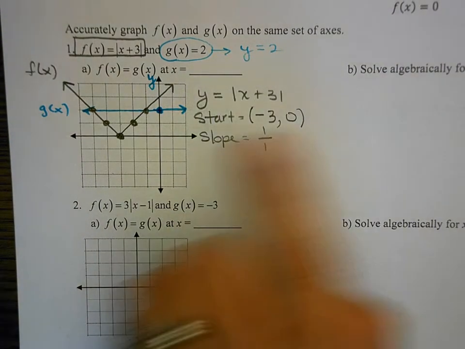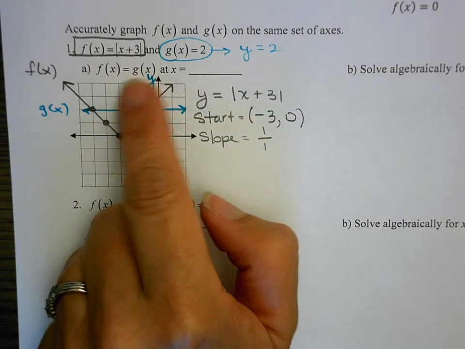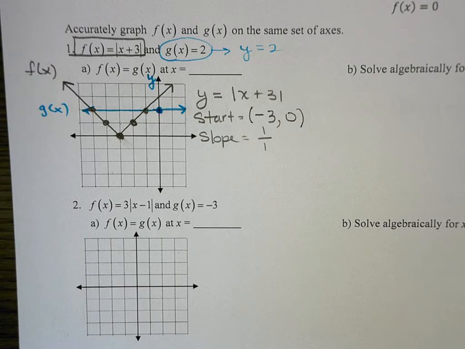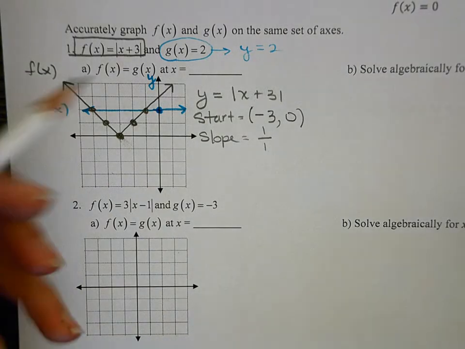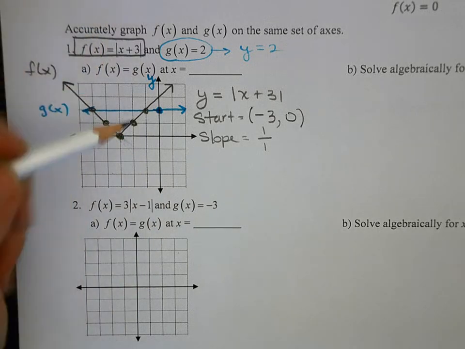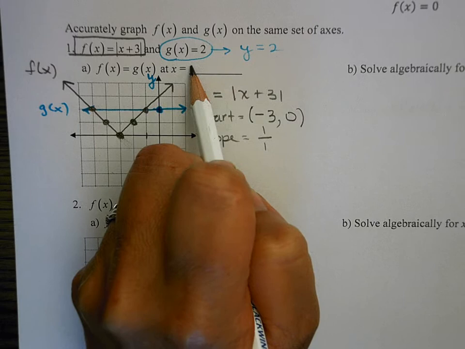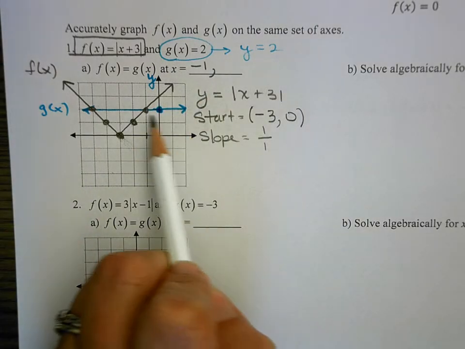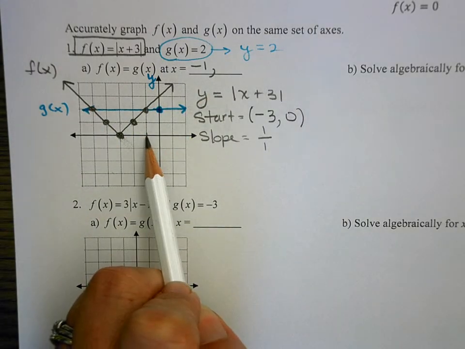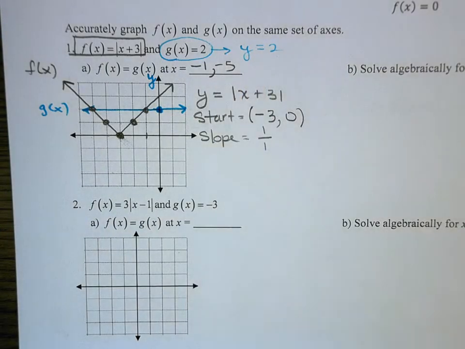And so then once I do that, there's my two equations, f and g. I'm looking for where does f equal g, and I'm looking at x equals. So I'm only looking at the x values. So they intersect, right? This is where they intersect. That's step 2. So they intersect here, and that was at x equals -1. And they intersect one more time over here, and that would be at -5. So they intersect at -1 and -5. So that is solving graphically.